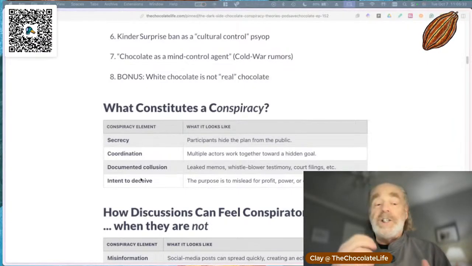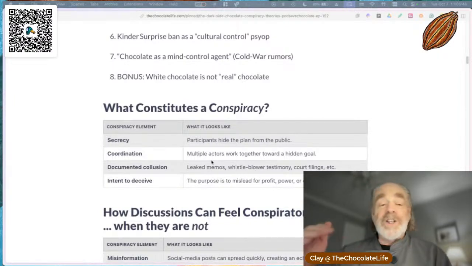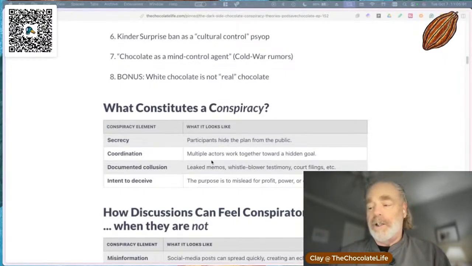Number 3, documented collusion. So there are memos, whistleblower testimony, court filings, other sorts of documentation that says that multiple actors are in fact colluding. And you can see that there's an order here: secrecy, coordination, documented collusion, and then a specific intent to deceive. All of the 3 things that are being done here, keeping it secret, coordinating, and colluding, are done with a specific intent to deceive. And you need all of those elements for there to be a conspiracy, right?